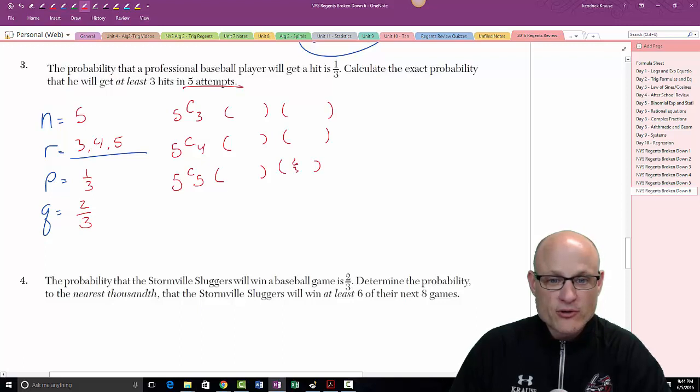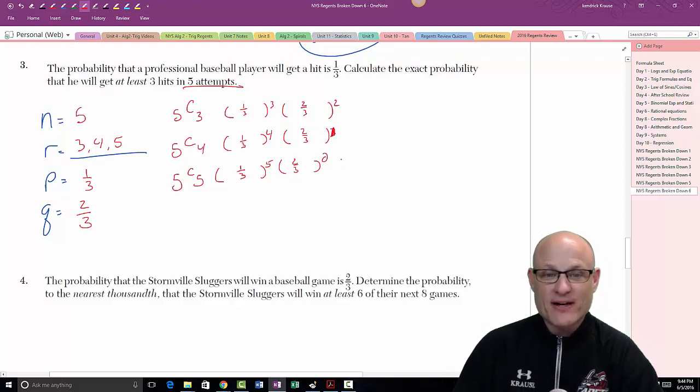So 2/3, 2/3, 2/3, 1/3, 1/3, 1/3, with the combinations 3, 4, 5, and the exponents 2, 3, 2, 1, and 0. Remember, the exponents have got to add up to 5. Don't make a silly mistake.